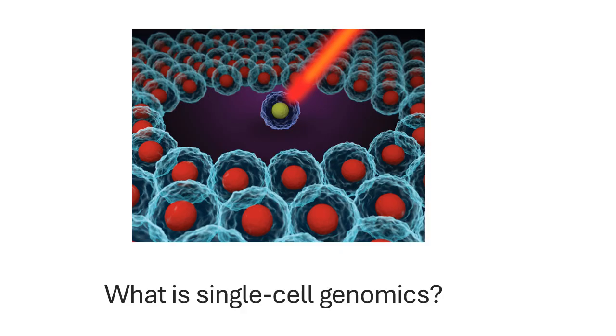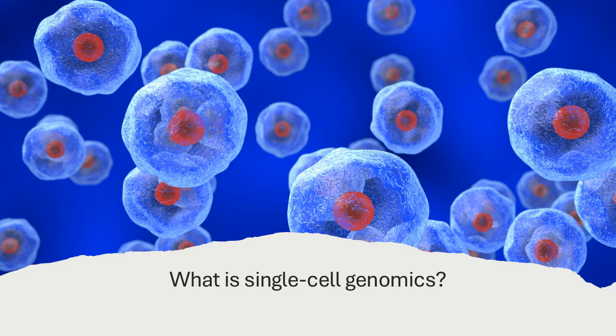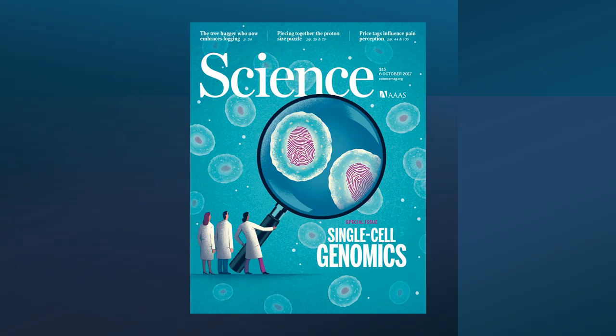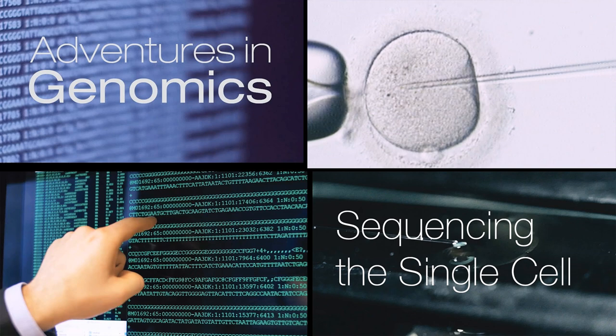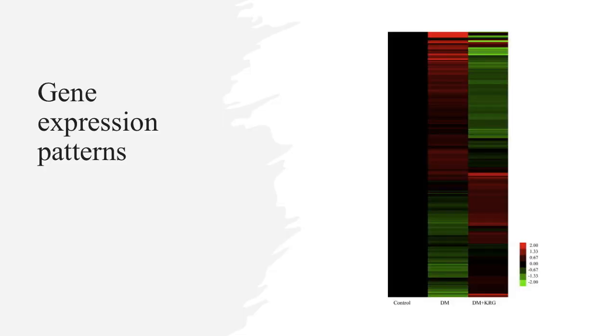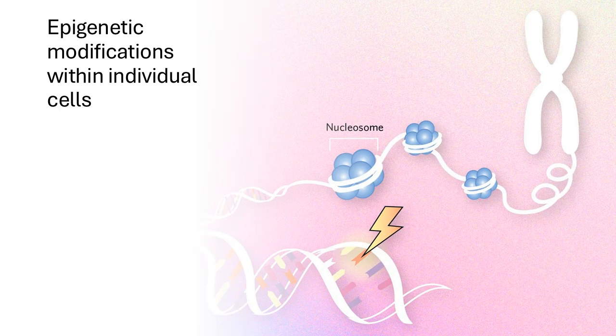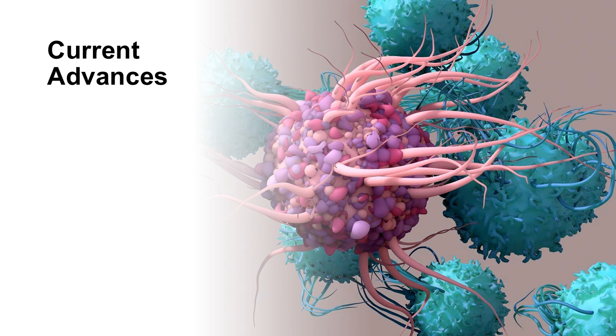One of the most exciting areas of bioinformatics research today is single-cell genomics. Traditional genomic analysis methods rely on bulk sequencing, which averages the genetic information across millions of cells. While this approach has been essential for many discoveries, it masks the heterogeneity between individual cells. Single-cell genomics allows scientists to investigate the gene expression patterns, mutations, and epigenetic modifications within individual cells, providing unprecedented insights into cellular diversity. Current advances.